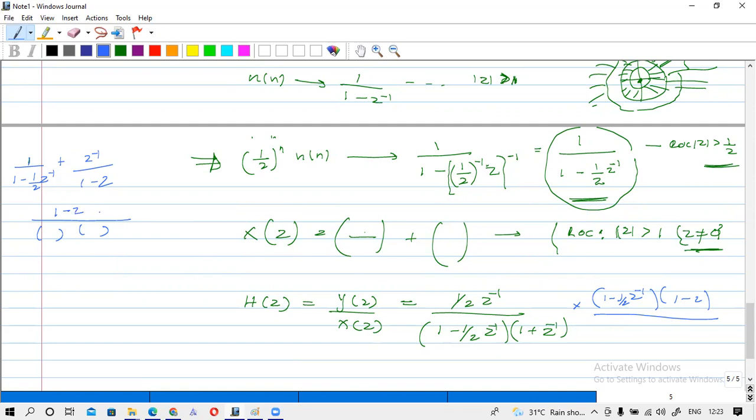So here you will get plus z minus 1 plus half z minus 2. Correct? 1 minus z plus z minus 1, half z minus square. So you can write it here. So you get minus half.